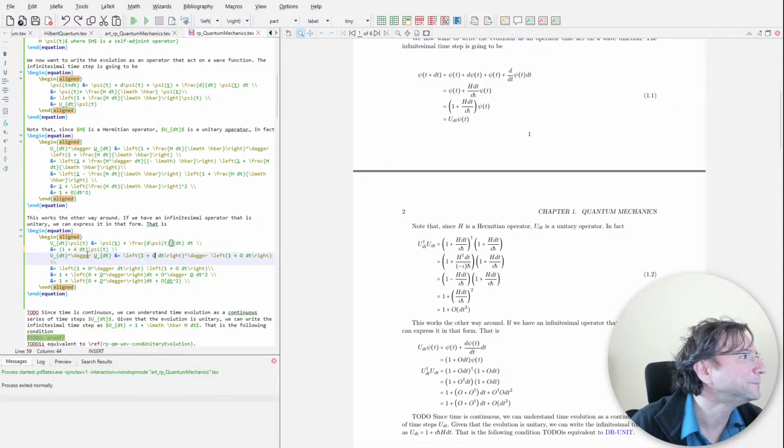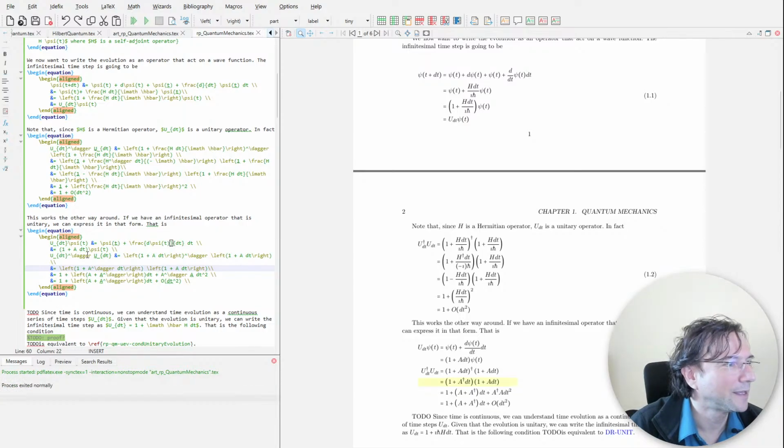Okay, so I got it here. This becomes 1 plus A. This is from A dagger and 1 plus A. This gets the dagger, so 1 times 1, 1 times A, A dagger times 1, and A dagger A. Now this is O dt squared, so that it's clear what's going to happen.